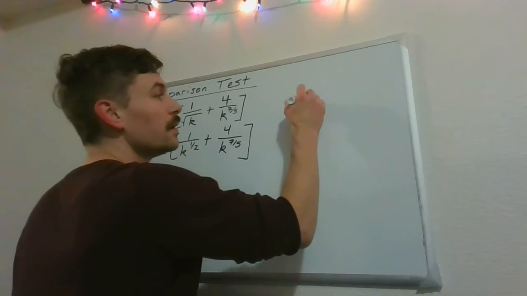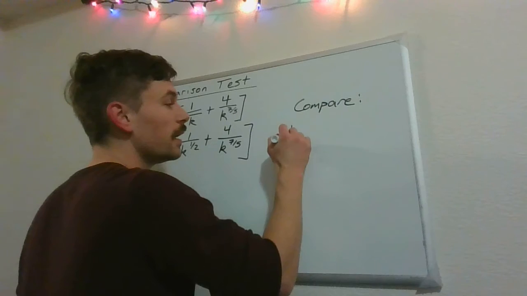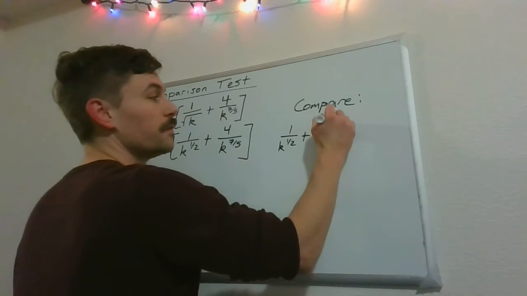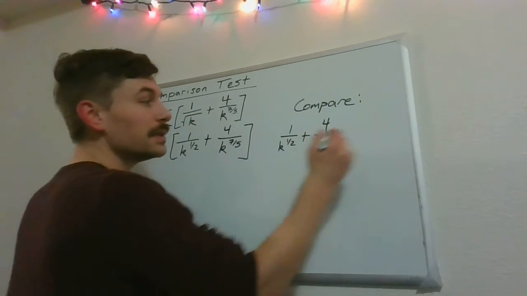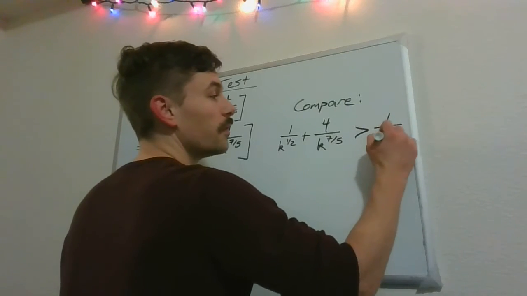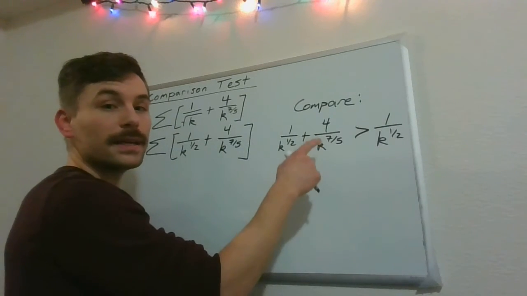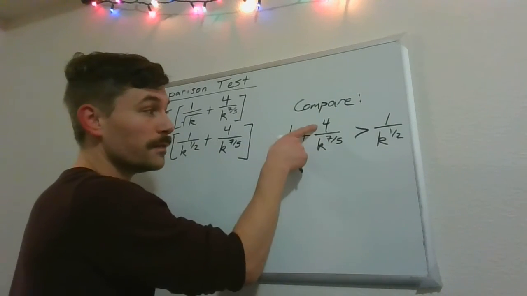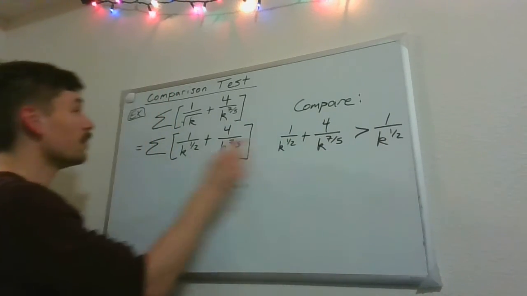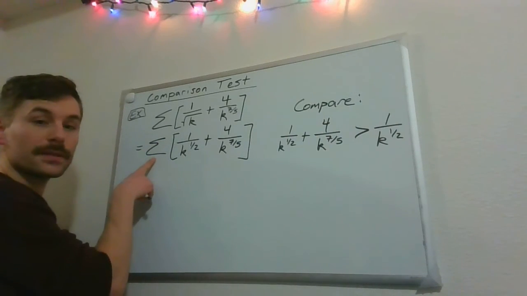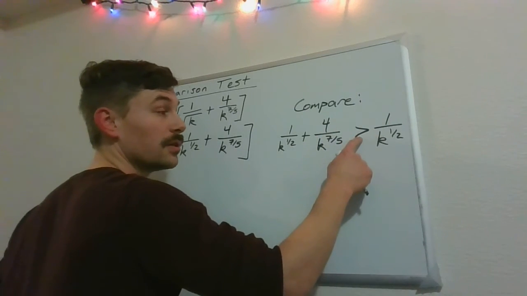So compare what we have, so 1 over k to the 1/2 plus 4 over k to the 7/5. So compare that. This is clearly larger than 1 over k to the 1/2, right? Because this 4 over k to the 7/5, that'll definitely be some positive value. 4 is positive, and k to the 7/5 is positive because we're starting at 1, right? If we don't have any indices clarified here, we assume we're starting at 1. So this will be positive. So we're definitely adding something. So it's a larger thing.